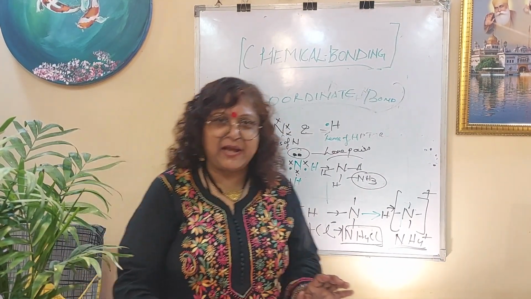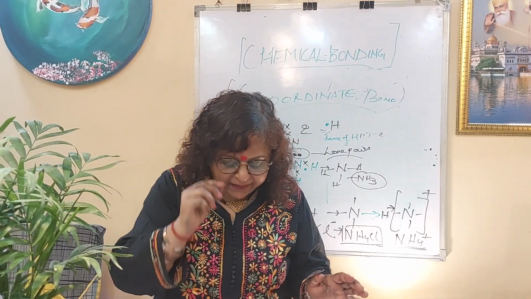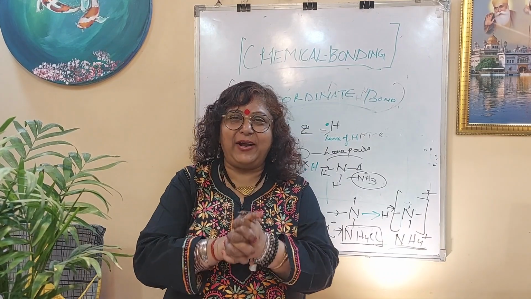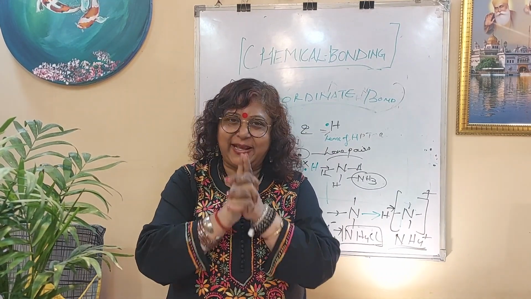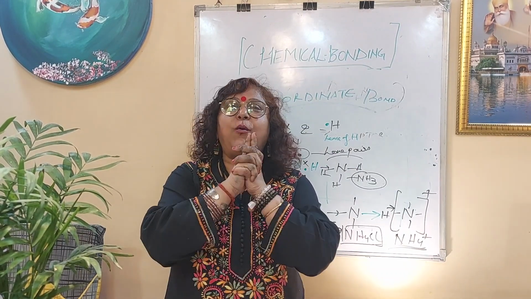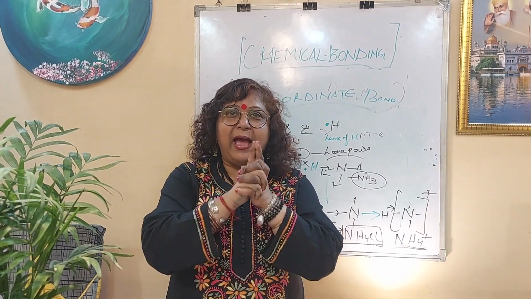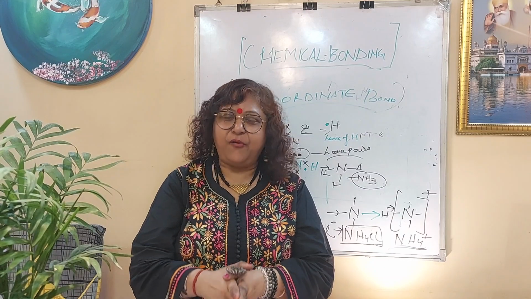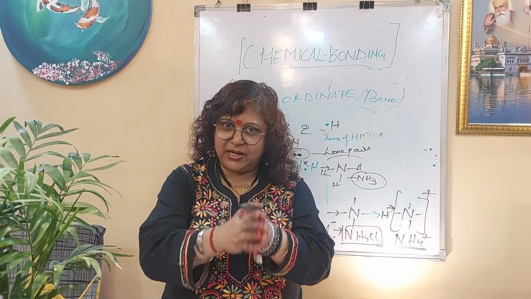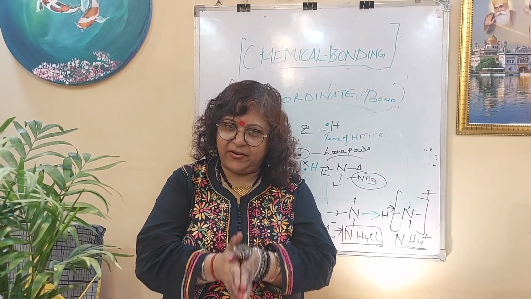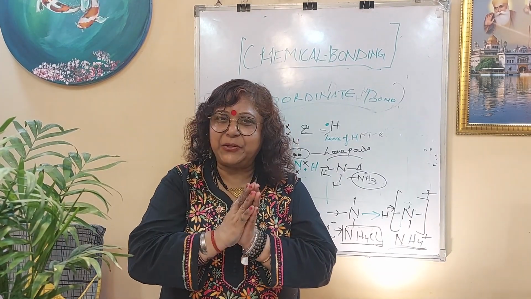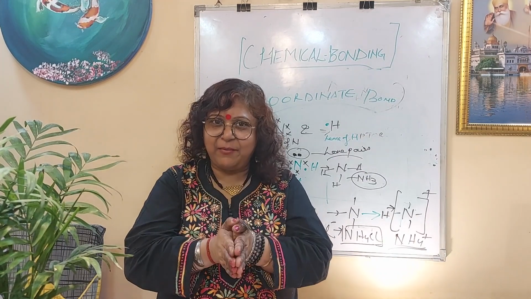I won't take much of your time. So I think I have given you a quick revision of the lesson chemical bonding. What is chemical bonding? How does it take place? What is the need of chemical bonding? What are the types of chemical bonding? And what is their significance? What factors contribute to the formation of chemical bonding? Ionization potential, electronegativity, electron affinity.